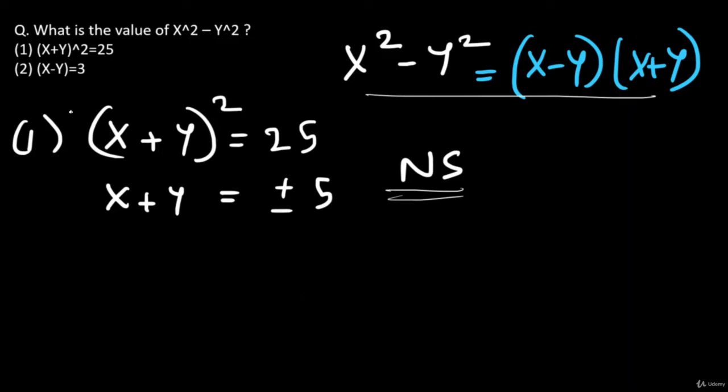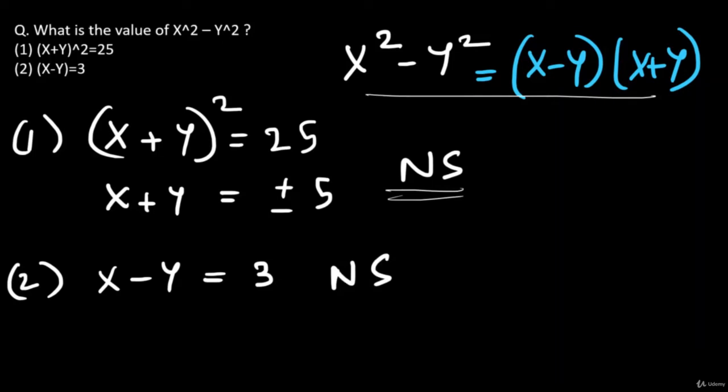Alright, what about statement 2? Statement 2 gives you x minus y is equal to 3. So that also is not enough to find x square minus y square, right? You need x minus y and x plus y. So statement 2 alone is also not sufficient.